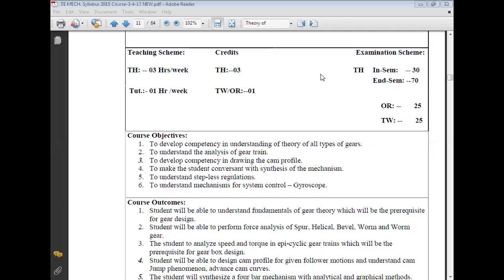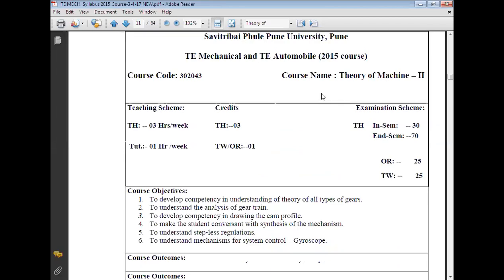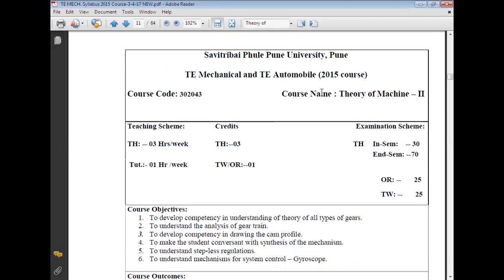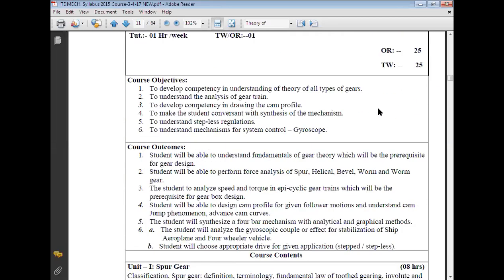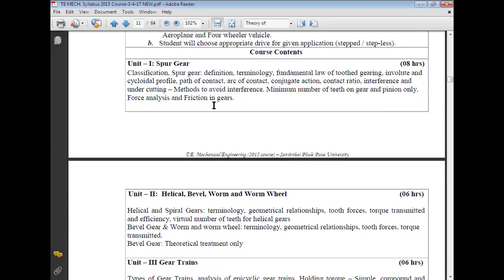Good morning, students. Yesterday, we saw the structure of the third year mechanical engineering program, and in the same, we saw the course objectives and course outcomes of the subject Theory of Machines 2. Now, we will see what the contents of the syllabus under this subject are.